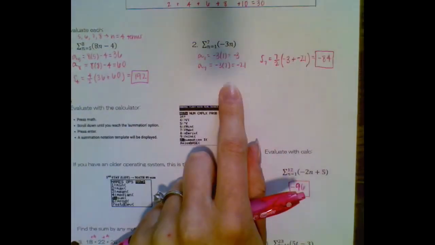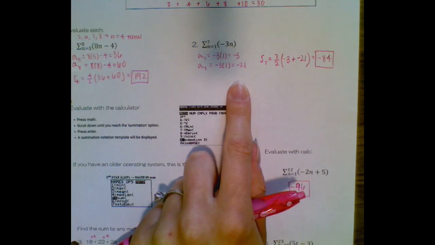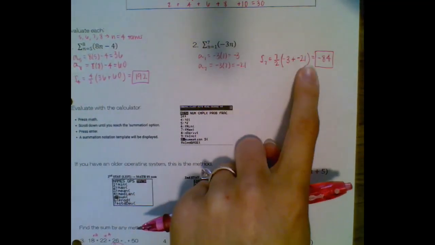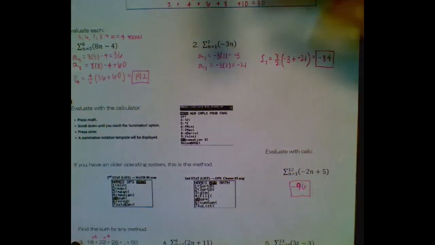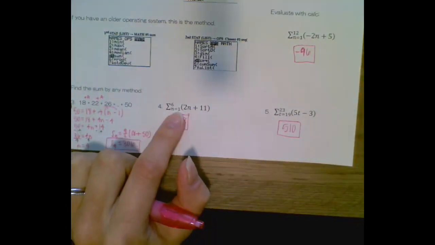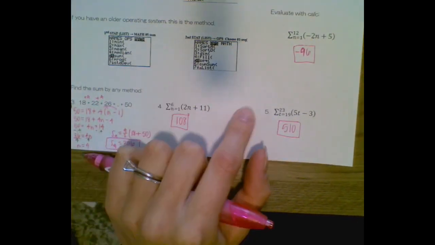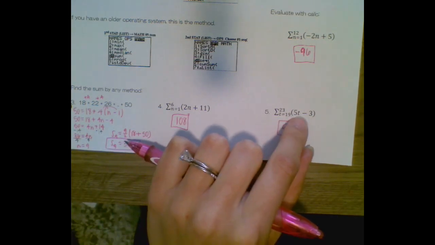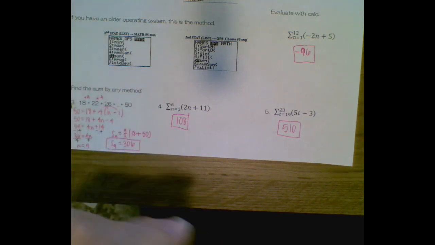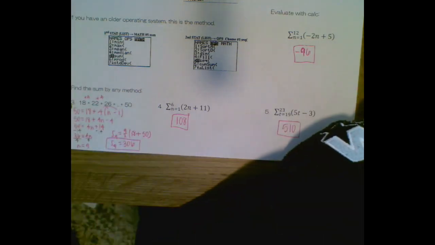Now, if you do not have a graphing calculator, you are going to have to do what we did on number 2. You would have to find the first term and the last term and plug it into this formula here. Like on this problem, you'd have to find the first term and the 6th term. Here you'd have to find the 19th term and the 23rd term and then plug it in the formula. Whatever method you need to use, do it. And that's it for summation notation.